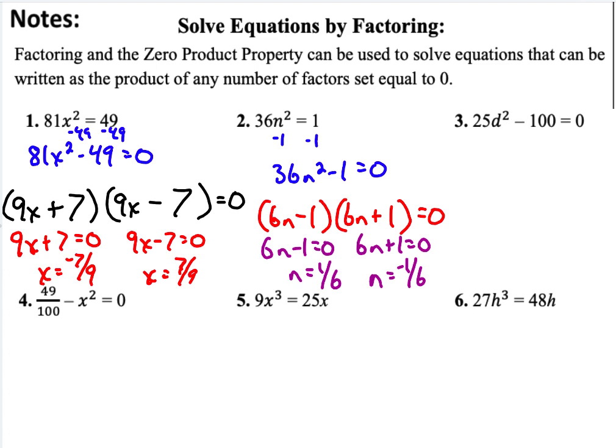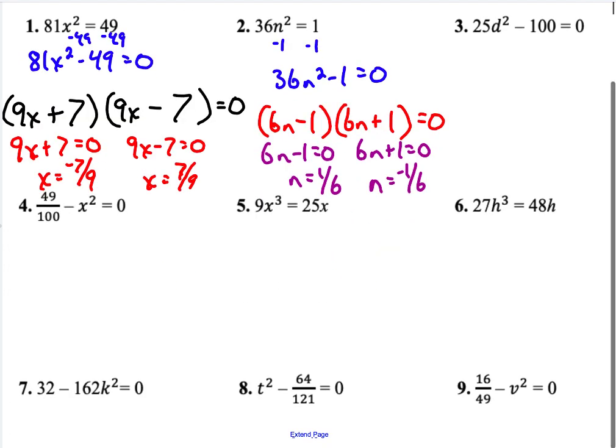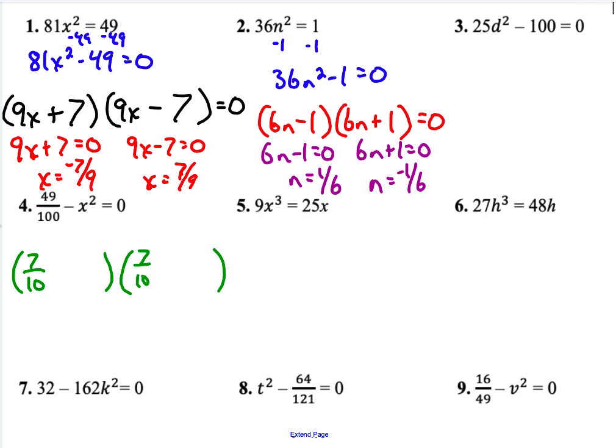All right, so now I'm going to jump down to number 4. So I have 49 hundredths minus x squared. This one's going to feel a little weird, but we can totally handle this one. Just think of perfect squares. So 49 over 100. Well, 49 is 7 times 7. 100 is 10 times 10. So 7/10 times 7/10. x squared is just x times x. And I want one plus and one minus. And it's equal to 0.